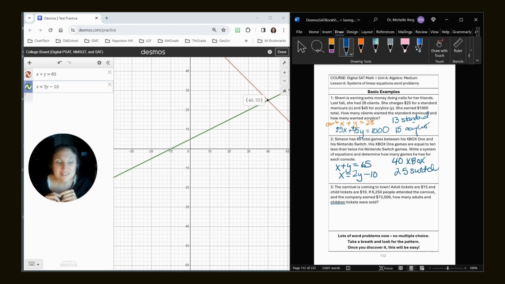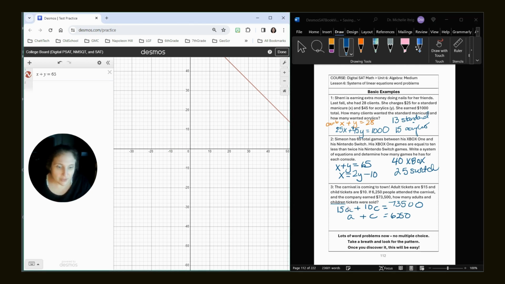All right, the carnival is coming to town. Adult tickets are $15 and child tickets are $10. So we're going to do 15A for adult, 10C for child. Now, here we're talking about people, 6,250. So it's not going to go on this line because it doesn't deal with money. That'll go on my second equation. We know that adults and children go there. So that's my second equation. If 6,250 people attended the carnival and the company earned $73,500, how many adult and child tickets were sold?